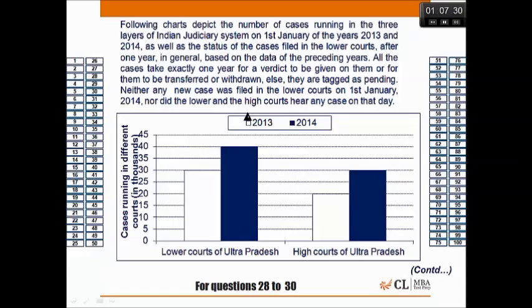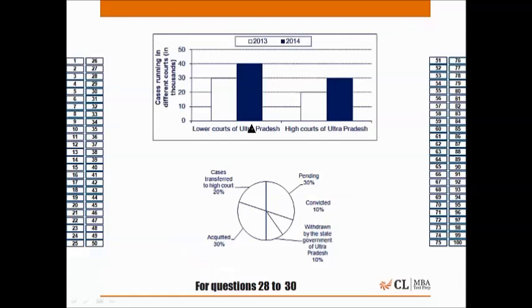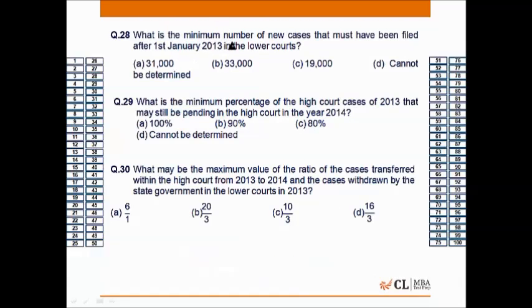28 to 30. The following chart depicts the number of cases running in 3 layers of the Indian judicial system on 1st January of 2018. Cases running in different courts. Number of cases running. Oh dear God, dear Lord. What is the minimum number of new cases? Oh God, this maximum minimum. This is going to be one hell of a DI.